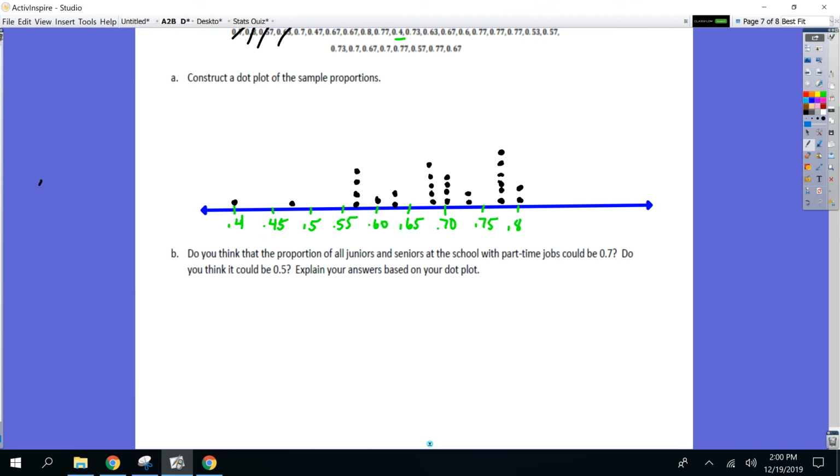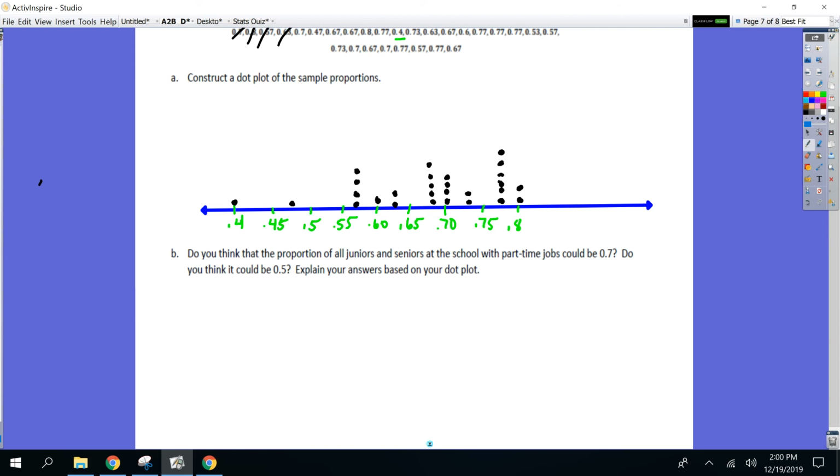All right. Just based on the dot plot, do you think that all proportions of juniors and seniors could be 0.7? Based on what we did, do you think it could be 0.7? Could be, not is exactly, just could be. Why? Because where are a majority of my points around? 0.7. If you told me, do you think it's 0.3? I'd say absolutely not. There's not even anything close to it. Do you think it's 0.4? Probably not. Just because one kid was there doesn't mean it's going to be a majority of them.